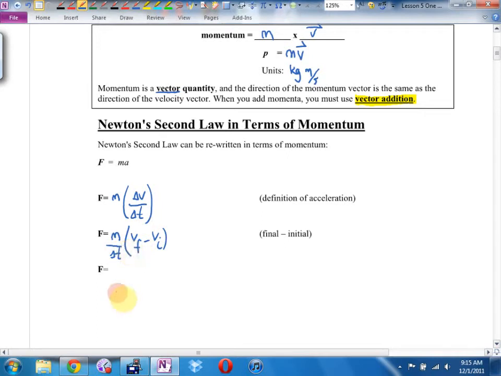And if I leave the change in time on the bottom and just multiply the m into the bracket, I'll get m v final vector minus m v initial vector. And what is mass times velocity? Momentum. In fact, this is momentum final minus momentum initial. This is how Sir Isaac Newton actually thought of ma. He was really interested in momentum. This is easier to remember, which is why we use it when we introduce forces to you. This is more useful.